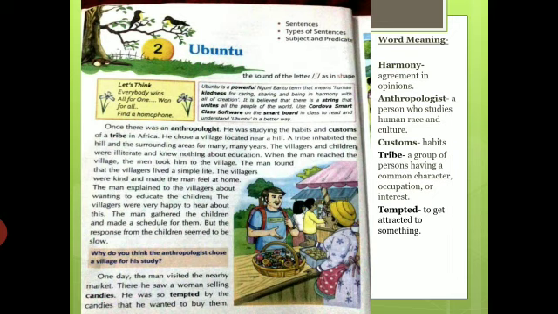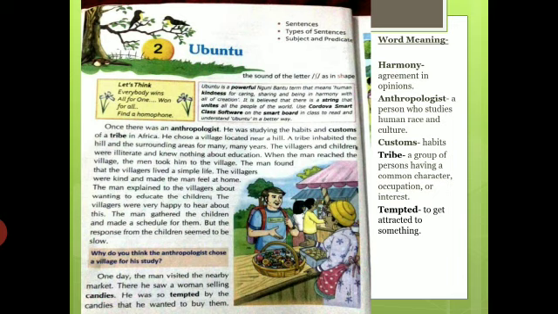So there was an anthropologist and he was studying the habits and customs of a tribe in Africa. He chose a village located near a hill for research. A tribe inhabited the hill and the surrounding area for many, many years. The tribe which he had selected used to live at that place for so long. The villagers and children were illiterate and knew nothing about education.